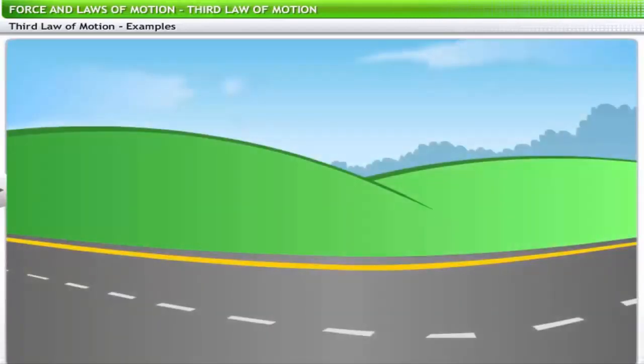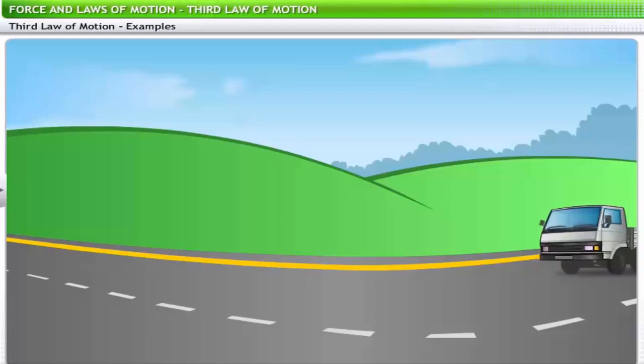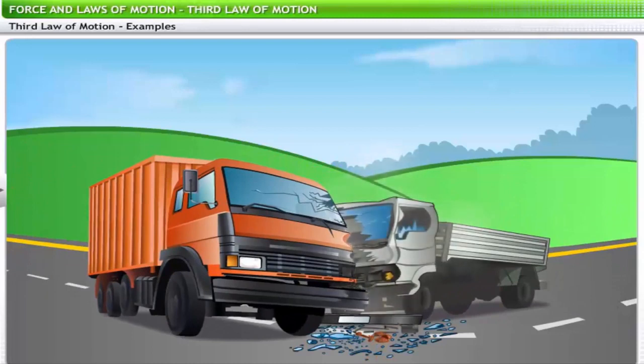Let's now examine how this law applies in the case of a collision. Suppose two trucks, one big and another small, are involved in a front-rear collision. One would think only the small truck would suffer damage. However, that's not quite true. As you can see, the bigger truck also suffers damage. This is because when the bigger truck hits the small truck, the small truck also hits back with a force of the same magnitude. Hence, there is damage to the bigger truck.